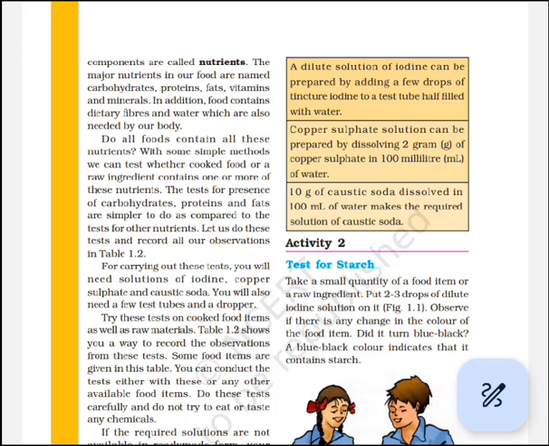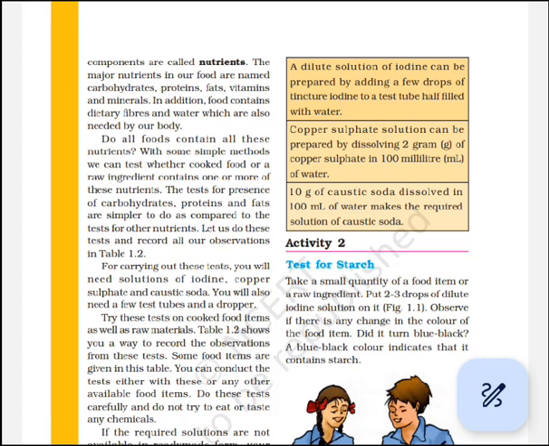With some simple methods, we can test whether cooked food or a raw ingredient contains one or more of these nutrients. The tests for presence of carbohydrates, proteins, and fats are simpler to do as compared to the tests for other nutrients. Let us do these tests and record all our observations in Table 1.2. For carrying out these tests, you will need solutions of iodine, copper sulfate, and caustic soda. You will also need a few test tubes and a dropper.